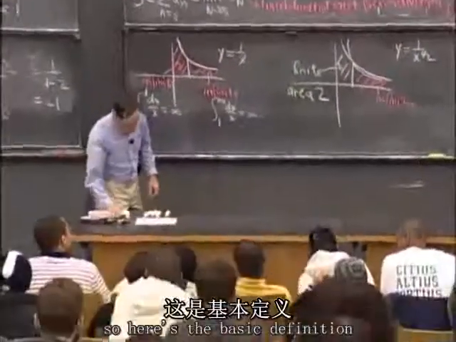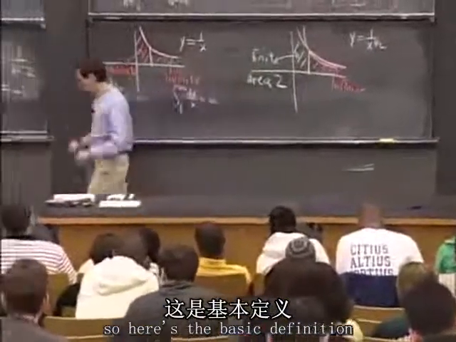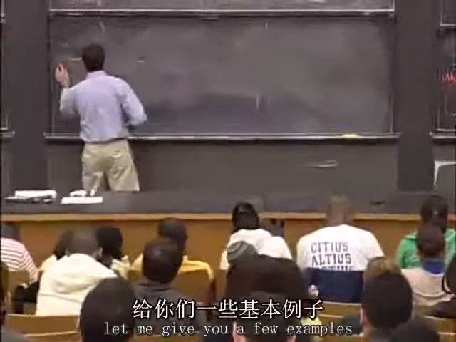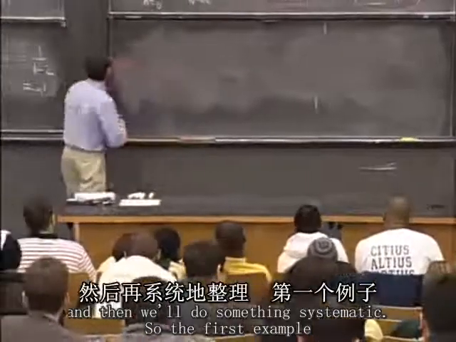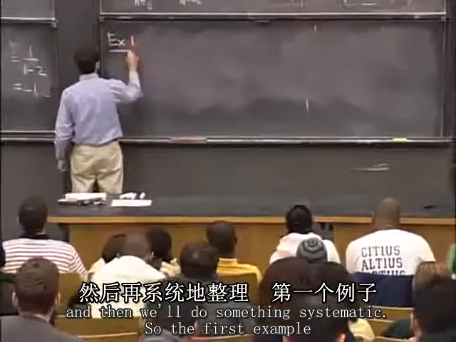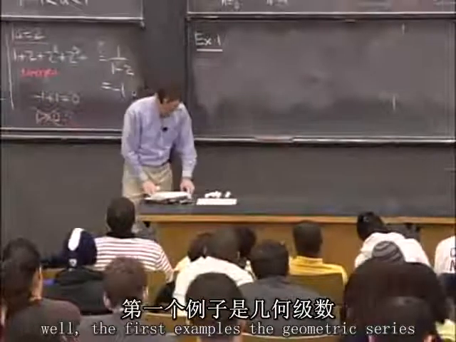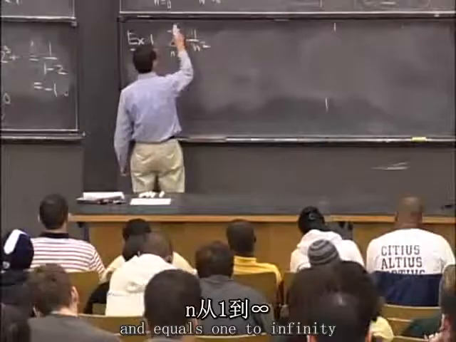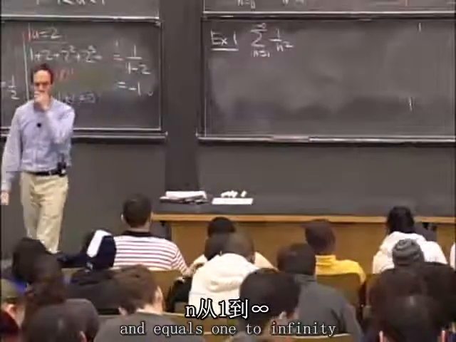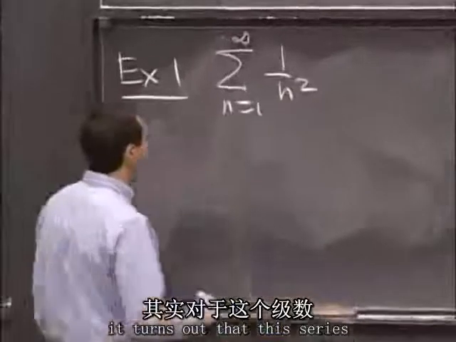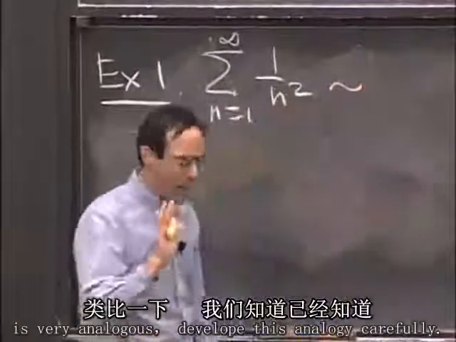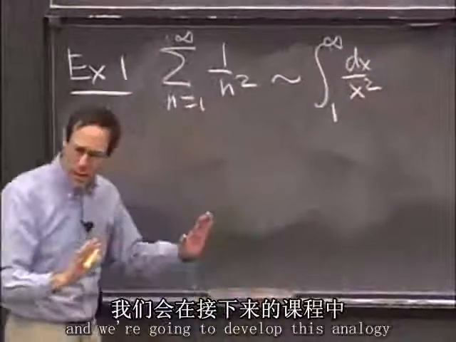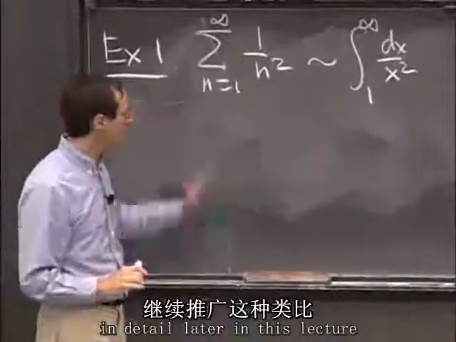All right. So here's the basic definition and what we're going to recognize about series. I'm going to give you a few examples, and then we'll do something systematic. So the first example is the geometric series. But the first example that I'm going to discuss now in a little bit of detail is the sum of 1 over n squared, n equals 1 to infinity. It turns out that this series is very analogous to the integral from 1 to infinity of dx over x squared. And we're going to develop this analogy in detail later in this lecture.